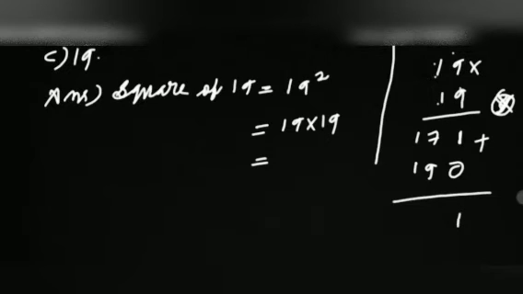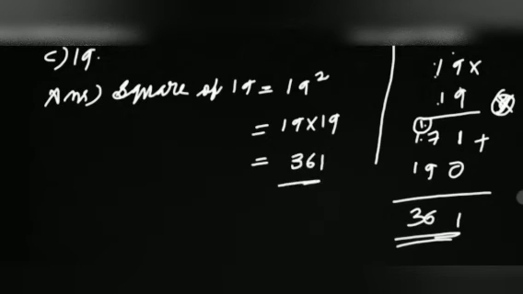9 plus 7, 9 after 10, 11, 12, 13, 14, 15, 16. 16, 6 here, balance 1, above the previous number. 1 plus 1, 2, 2 plus 1, 3. So, what is the answer? 361 is the answer. 361 is the square of what? 19, isn't it? 361 is the square of 19.